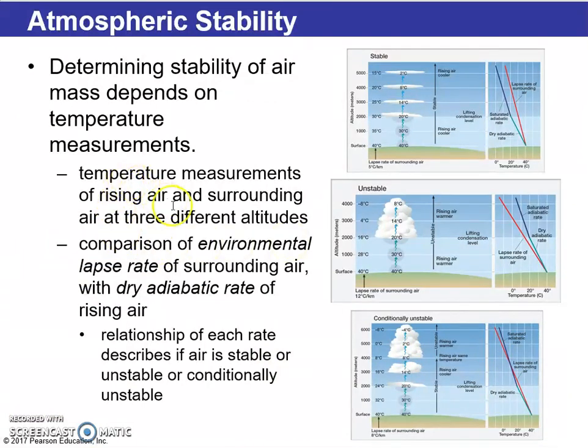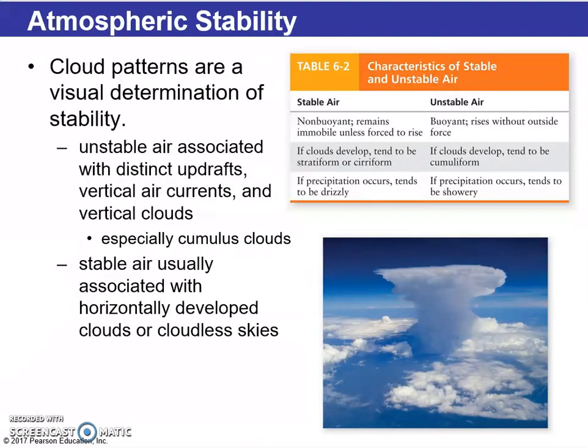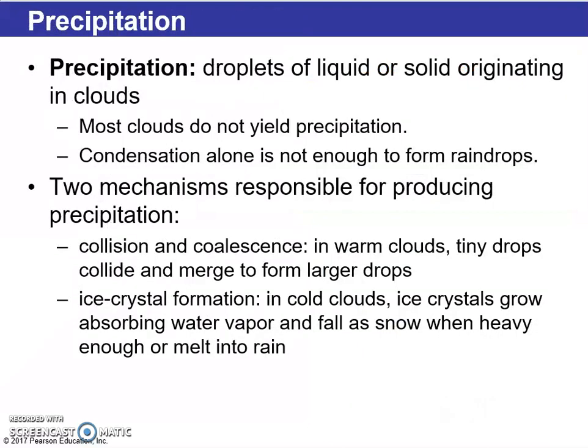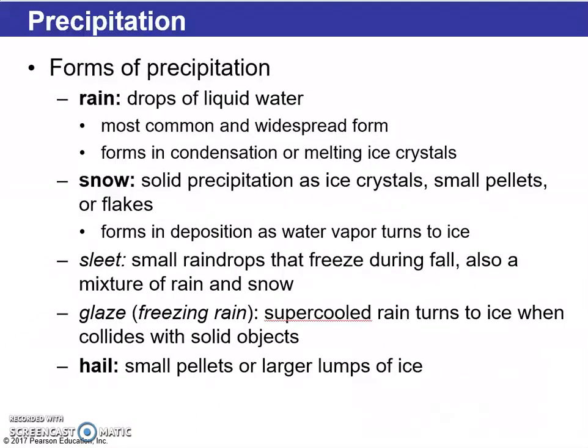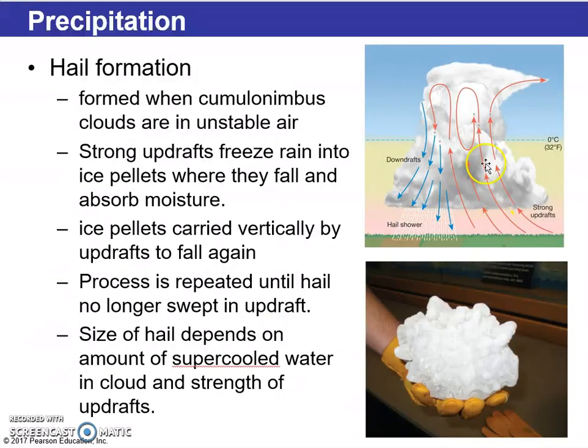Okay, so ways we can determine stability: temperature measurements, environmental lapse rate. We can basically determine adiabatic rates of rising air, so we can see how much it's changing and how much moisture is in there compared to what it can hold. We talked about wet and dry adiabatic lapse rates. And then precipitation. We see a lot of that in Colorado, don't we? Okay, so precipitation, different forms of precipitation, how hail's formed, updrafts within a large billowing cloud, which we talked about before as being cumulonimbus.